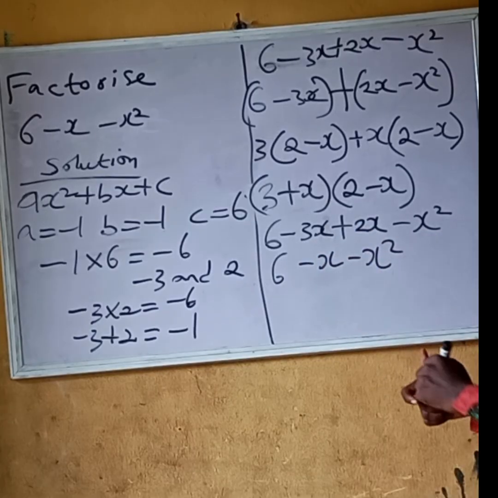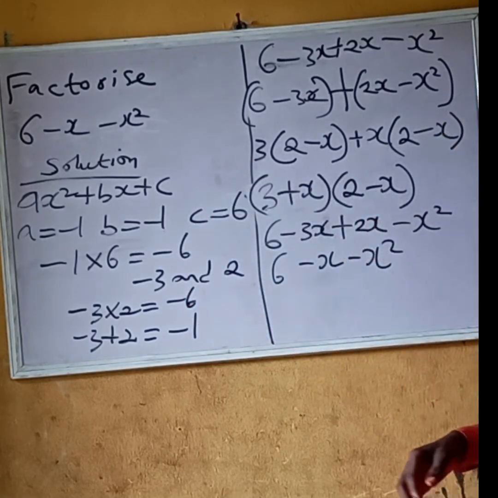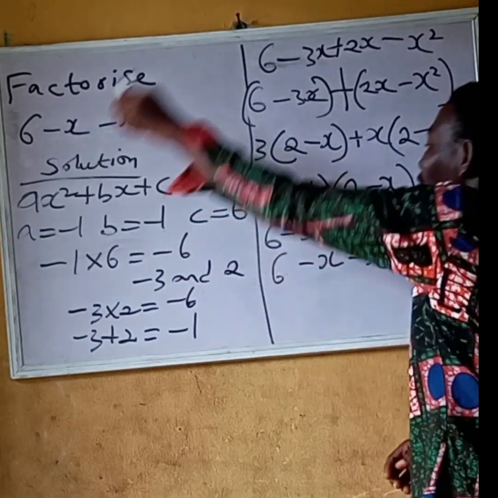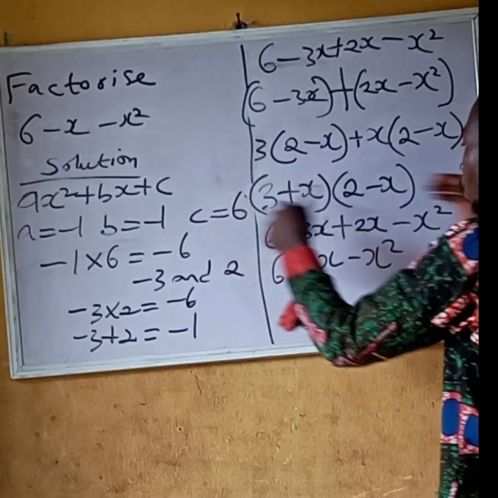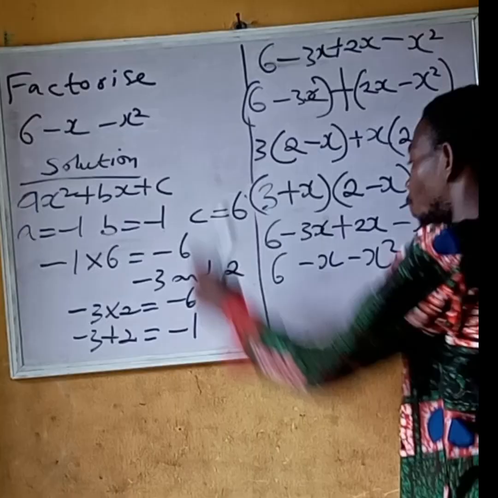So as you can see, after factorizing, we got this. That is, we have created or brought out the factors of this expression. So having brought it out, when we multiply it, it gave us back the expression.